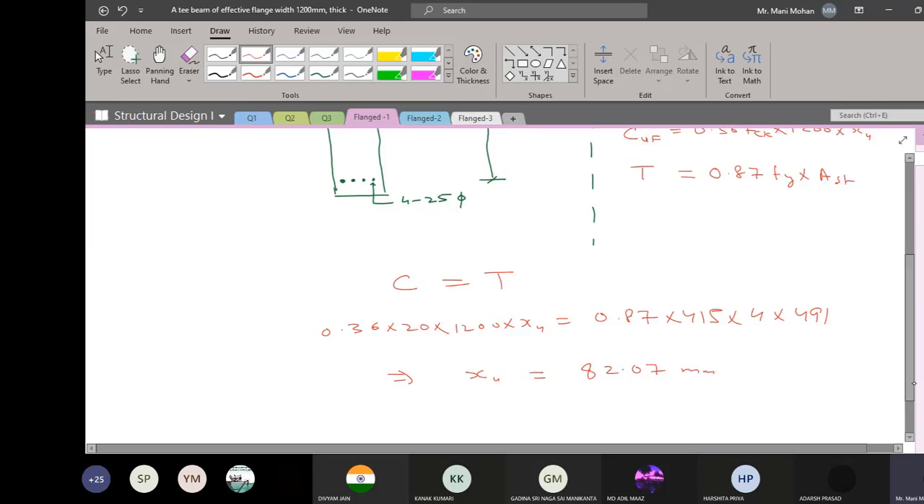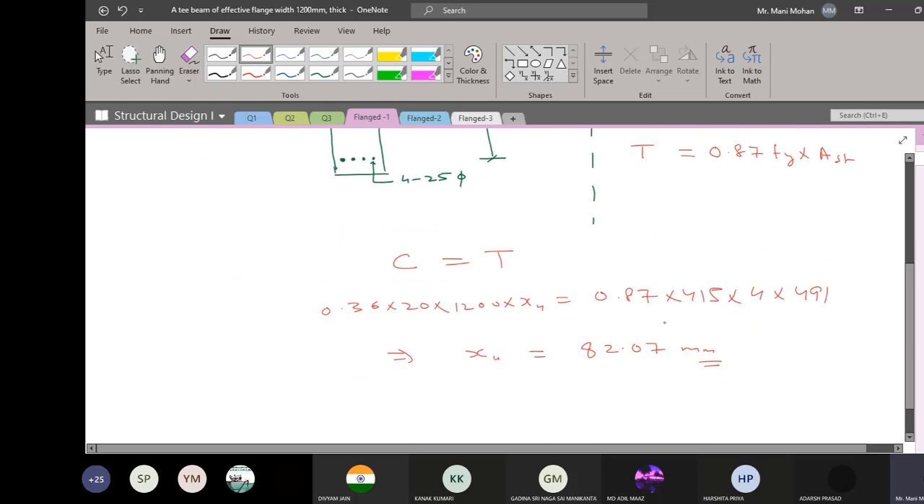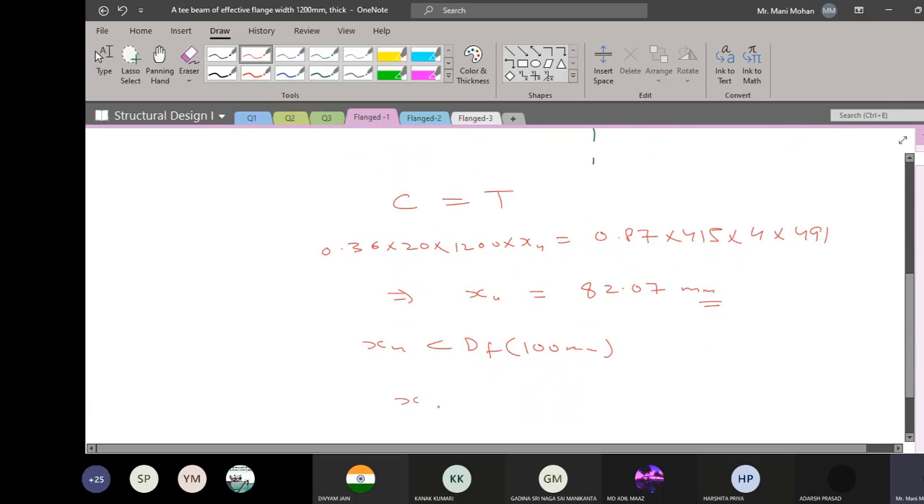Now I need to confirm whether this neutral axis depth, what we have computed, satisfies our assumption. So I can see here this XU is less than depth of flange, because depth of flange was 100 millimeter. So first condition is satisfied. What about XU max? What will be XU max? Any one of you, can you tell me? What will be limiting neutral axis depth? You have Fe415 steel. What will be limiting neutral axis depth?